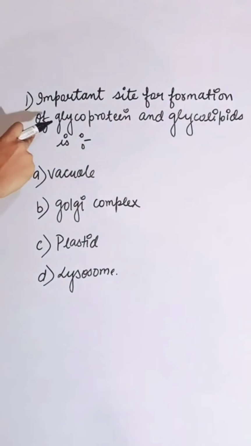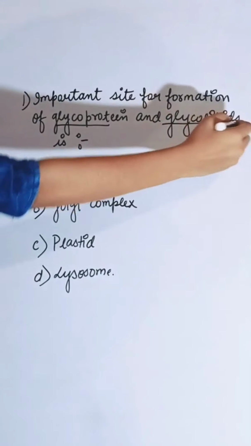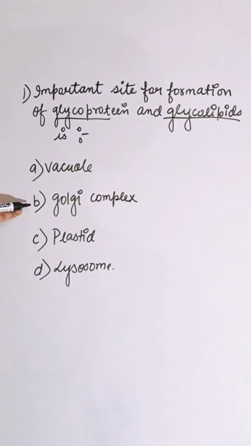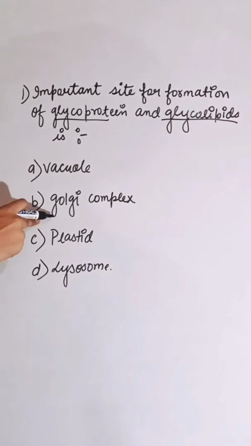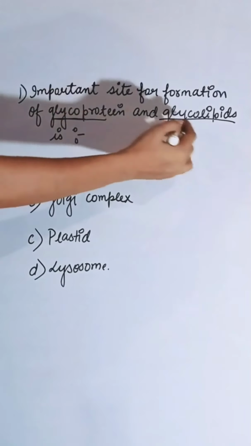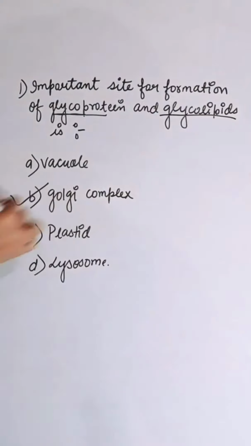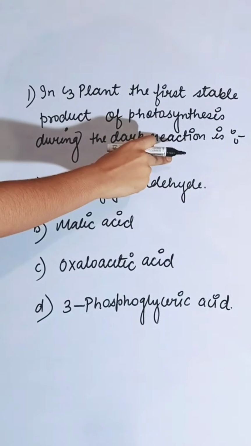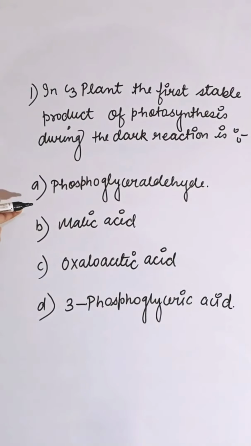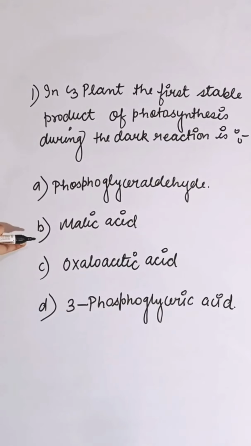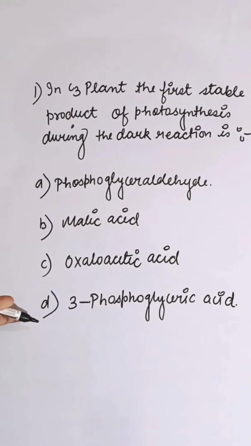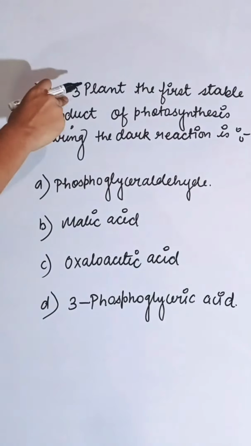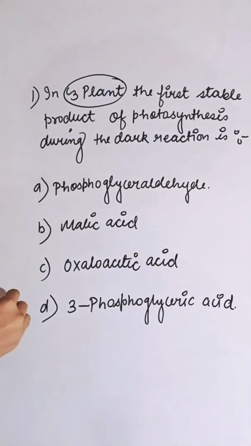Important site for formation of glycoprotein and glycolipid is first option vacuole, second is Golgi complex, third is plastid and fourth is lysosome. Golgi complex helps in the formation of glycoprotein and glycolipid. So correct answer is B. In a C3 plant, the first stable product of photosynthesis during the dark reaction is first option phosphoglyceraldehyde, second is malic acid, third is oxaloacetic acid, fourth is 3-phosphoglyceric acid. 3-phosphoglyceric acid is a stable product of C3 plant. So correct answer is D.